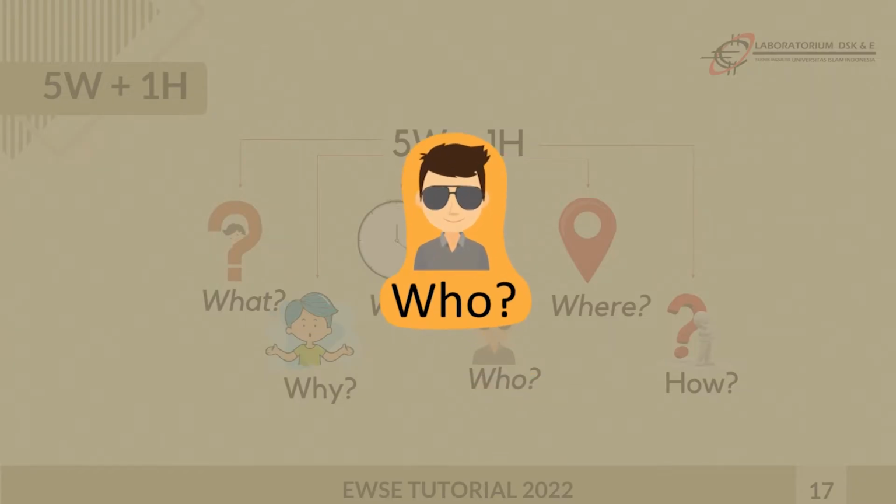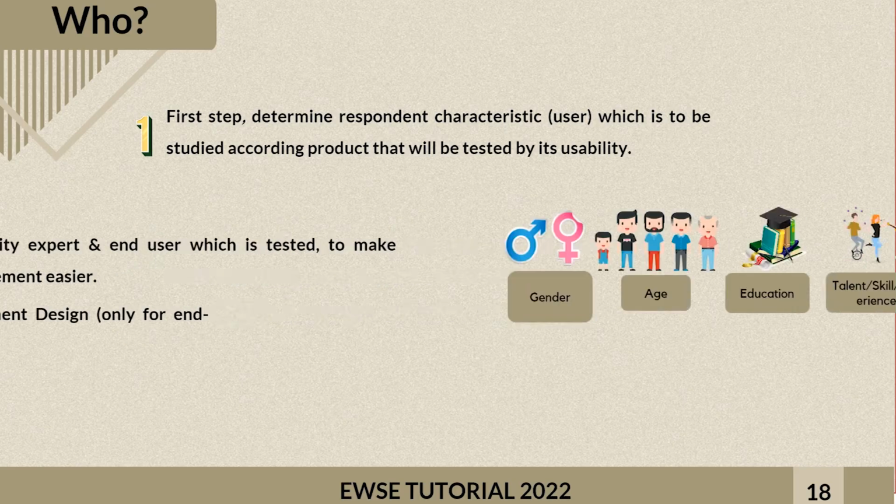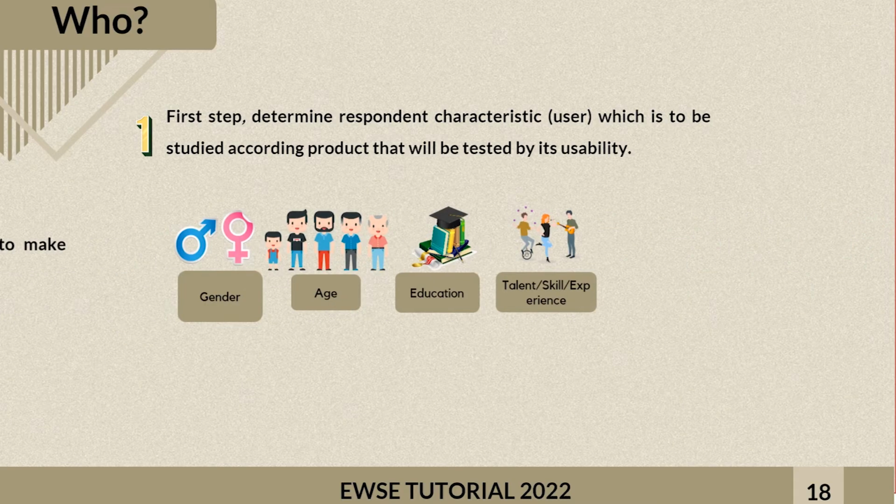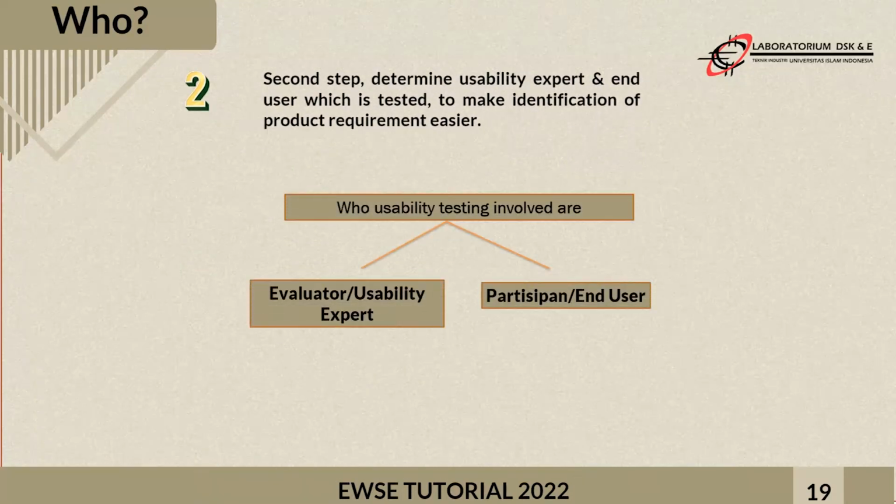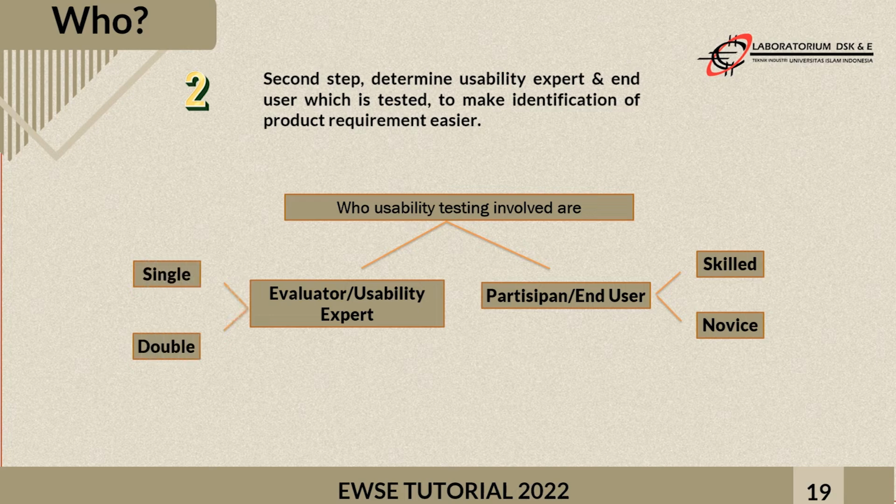Next up is who. Alright, first step, we have to determine respondent characteristics or users, which are to be studied according to the product that will be tested for its usability. It can be gender, age, education, talent, skill, or experience. The second one is to determine usability experts and end users.